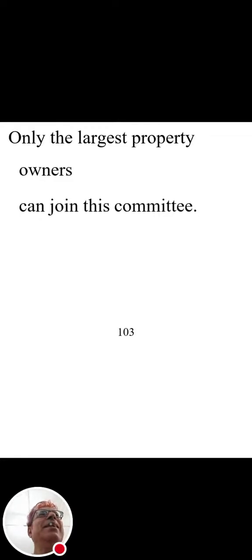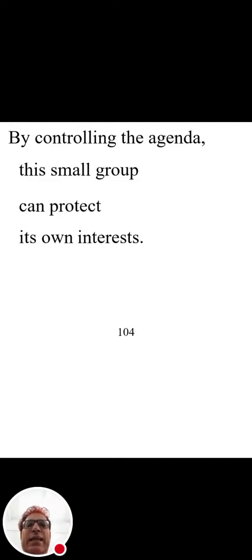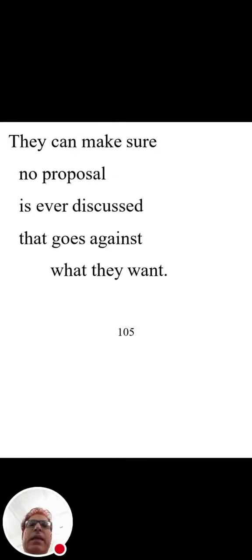This committee, which has only rich people, wealthy property people, will decide the agenda. So it means they want to control the agenda: what issues can be discussed in the assembly, and what issues cannot be discussed. By controlling the agenda, this small property group can protect its own interests. They can make sure no proposal is ever discussed that goes against what they want.